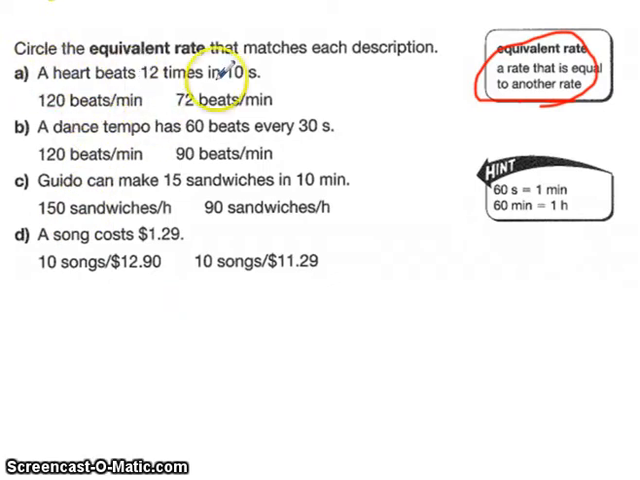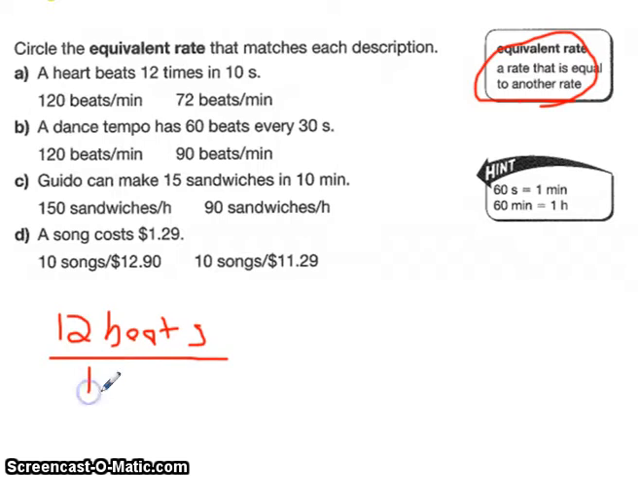A heart beats 12 times in 10 seconds. So if I've got 12 beats, excuse my writing on here, it's kind of hard to write with the mouse. 12 beats per 10 seconds. It's asking me here, what's the equivalent of that? Is it 120 beats per minute or is it 72 beats in 1 minute?